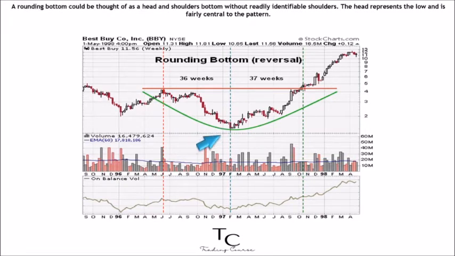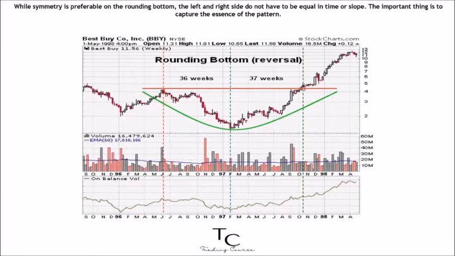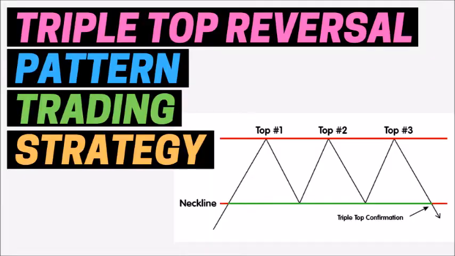A rounding bottom could be thought of as a head and shoulders bottom without readily identifiable shoulders. The head represents the low and is fairly central to the pattern. The volume levels throughout the pattern mimic those of the head and shoulders bottom. Confirmation comes with a resistance breakout. While symmetry is preferable on the rounding bottom, the left and right side do not have to be equal in time or slope. The important thing is to capture the essence of the pattern.